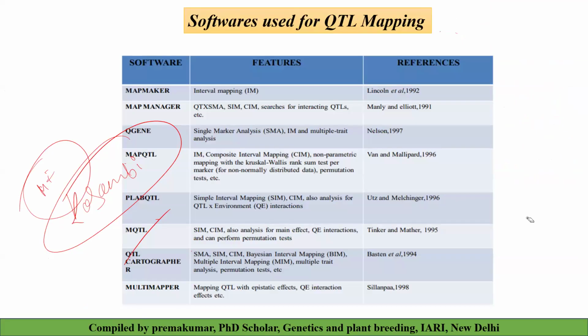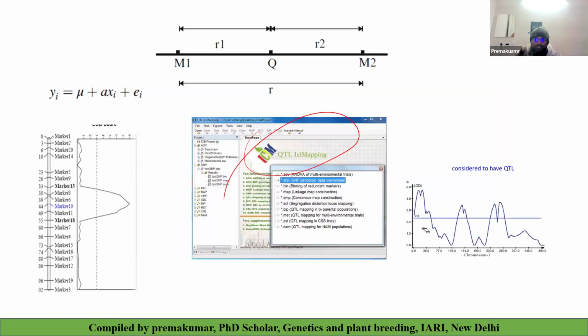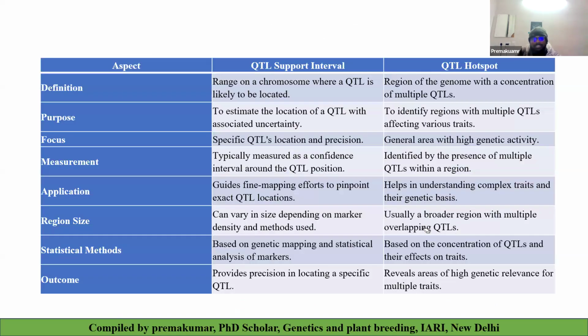Epistatic effects can only be estimated through QTL mapping, sir, not through association mapping, isn't it? No, you can identify epistatic markers, but you have to do a lot of analysis. There are different software available. I will deal with epistatic effects when I deal with association mapping, because if you ask that doubt now, so many people will get confused.